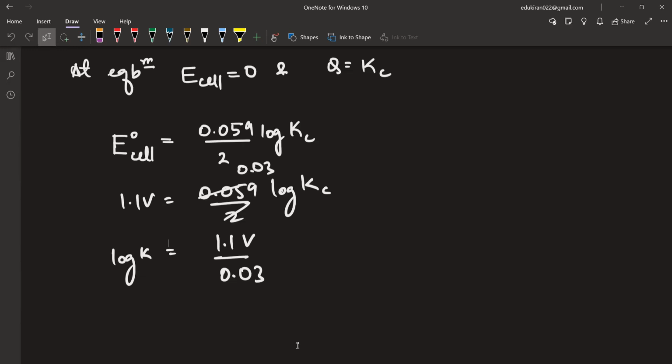How much you are getting? 1.1 upon 0.03. It's like this: 1.10 divided by 0.03. I have multiplied on both the sides 100.